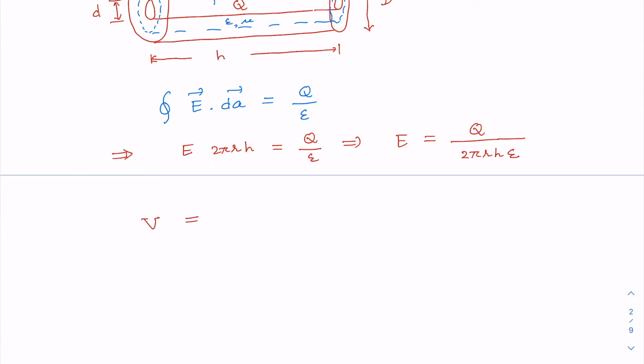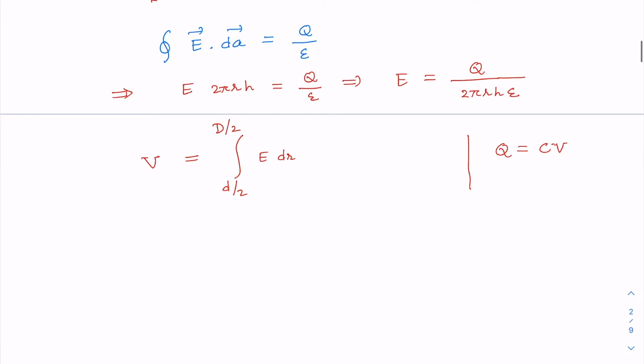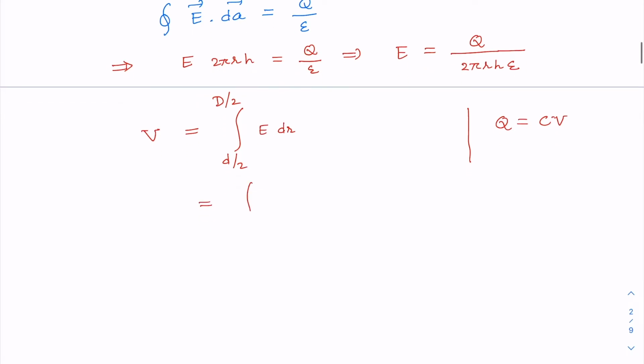You just have to find out the voltage difference, because ultimately what is in my mind is to apply the formula Q equal to C into V. Thereby I will be able to find out the capacitance. So I need to know the voltage difference. The voltage difference would be the integral of E dr, going from the inner cylinder to the outer cylinder, where the inner cylinder has radius small d by 2 and the outer cylinder has radius capital D by 2.